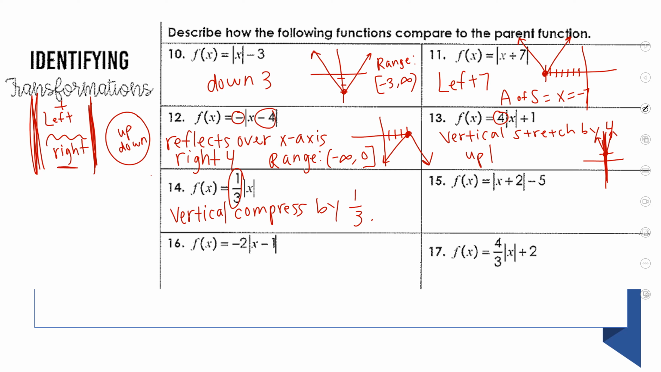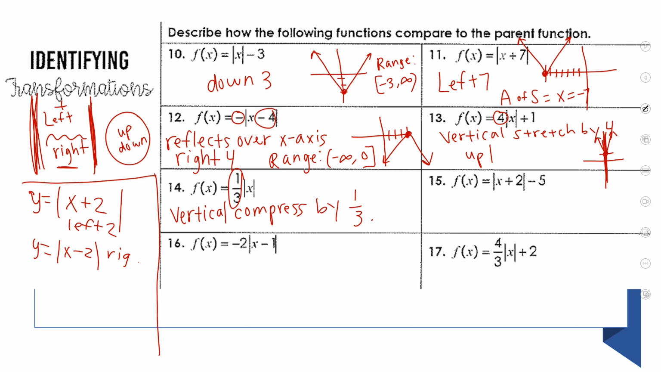Okay, so guys, over here, I'm just going to recap. If you have an x plus 2, this went to the left 2. If you have an x minus 2, this went to the right 2, right? This was in your notes. If I have a number in front that's bigger than 1 like this, we call it a vertical stretch. If you have a number in the front that's less than 1, it's called a vertical compress. So that's why number 14, the number in front is less than 1, we call that a vertical compress.